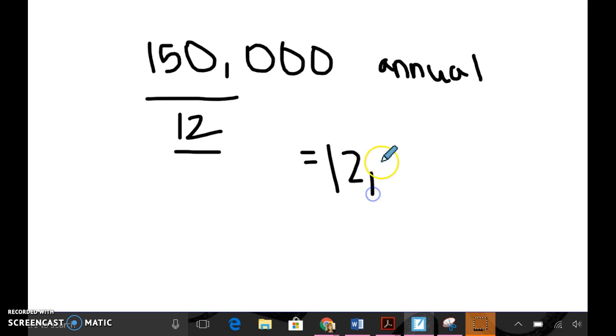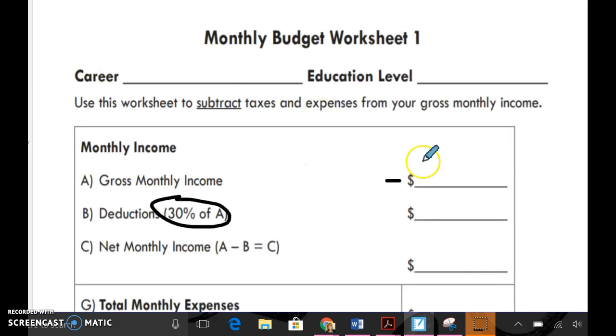So this would be your gross monthly. Going back to the budget sheet, you would fill in whatever your annual is, divide by 12, and put that answer here. For my example, I was making 150,000, and when I divided that by 12, this is how much it would be monthly, each month.